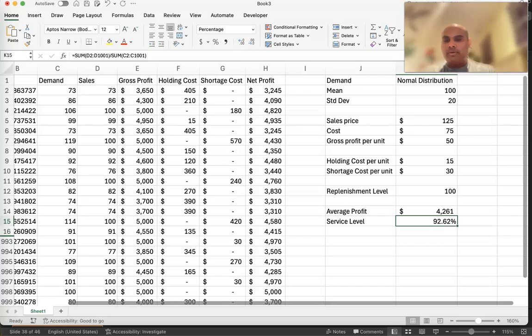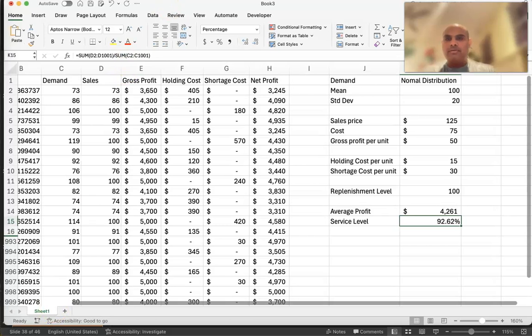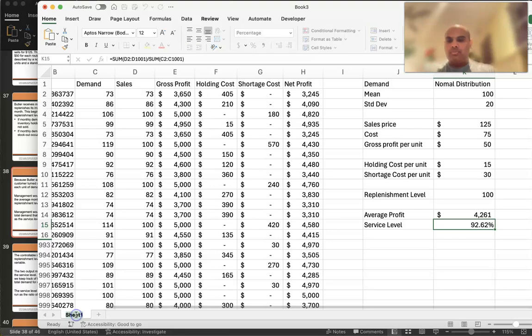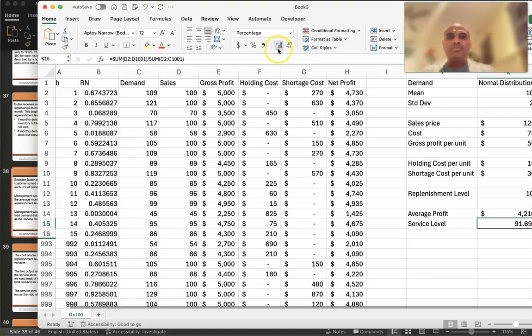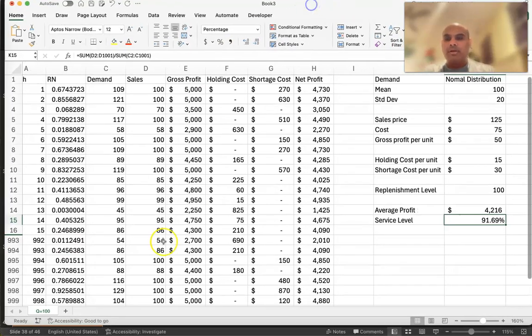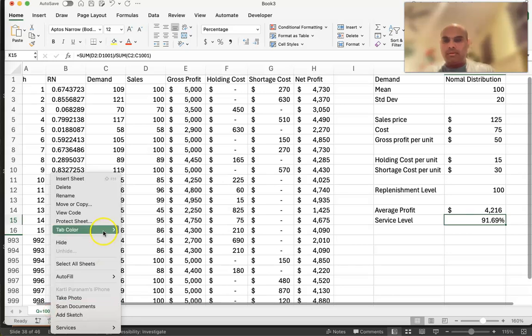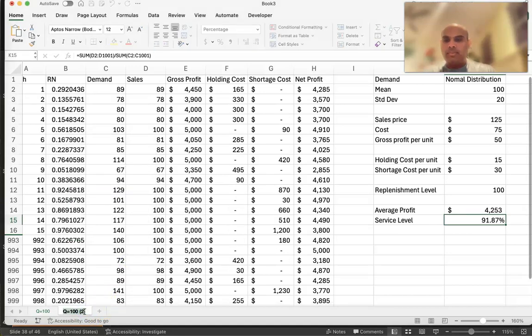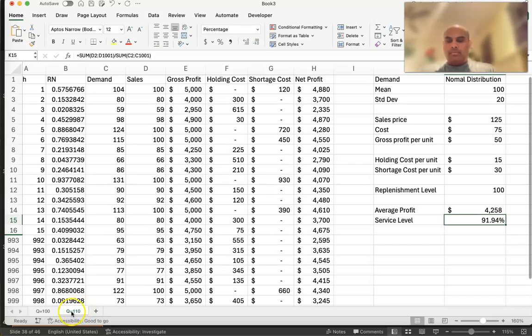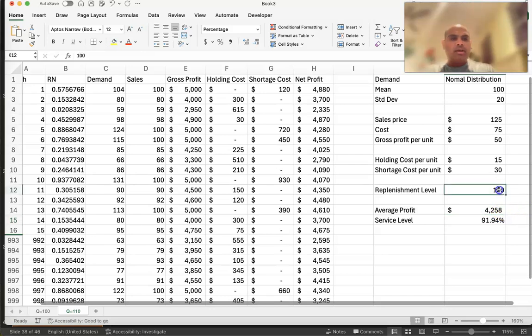So I'm going to say this is the example when Q is 100. Now, what I want to do is the same thing for Q is 110. We'll do 5 different values. So I create a copy. This is the 110 case. So what if my replenishment level is 110? Because I wrote the formulas and everything based off of this number right here, I'm just going to make it 110.